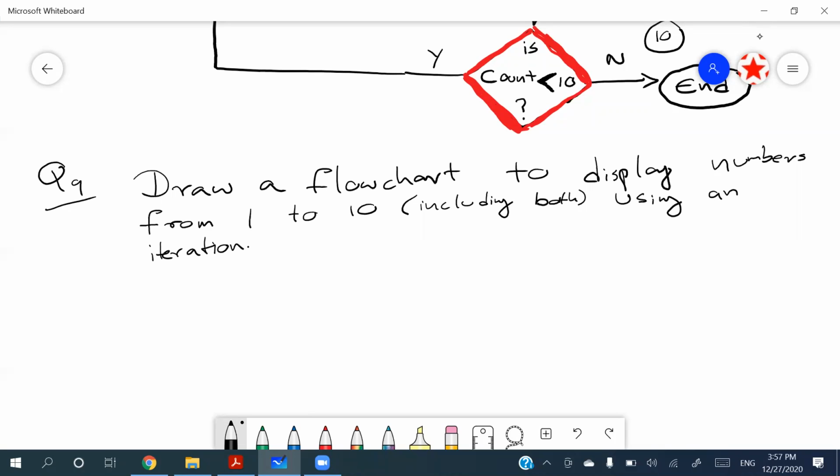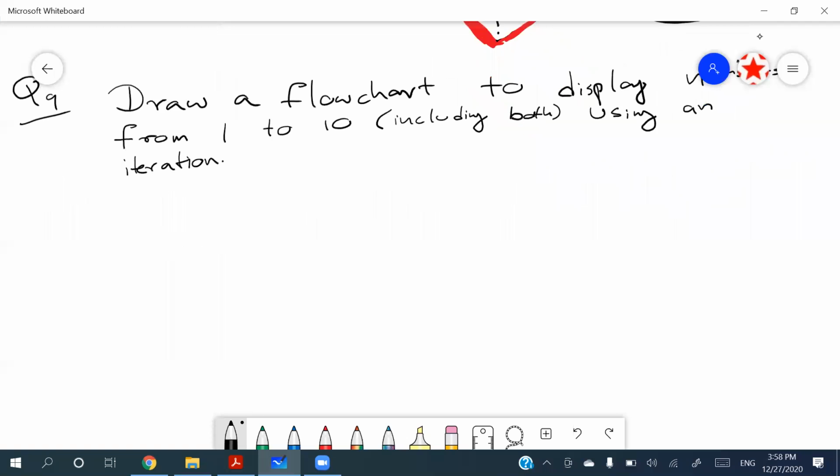So I have specifically said display the numbers from 1 to 10 using an iteration, right? So that means first you are displaying 1, then using an iteration we have to display 2, then 3. I'll give you a hint. Think about the counter, right? Your counter will help here, right? Okay, give it a try. And you know the drill. Do it and send me the answer.